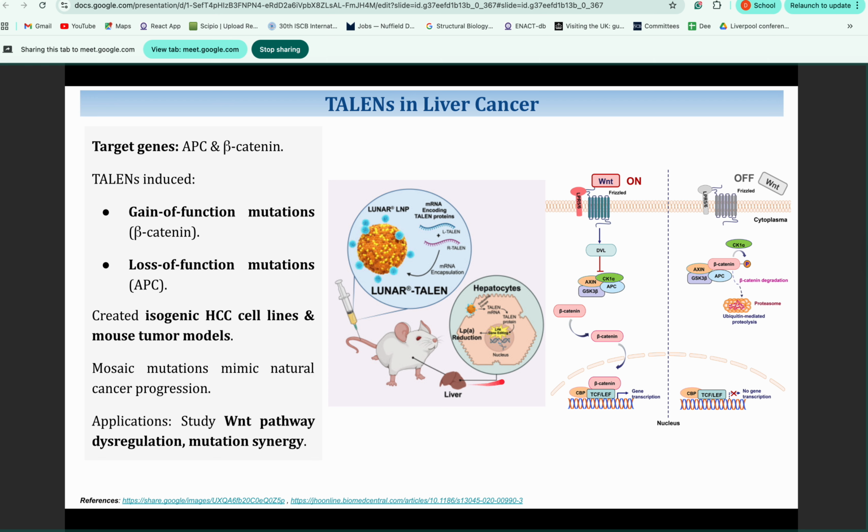The liver is isolated, and in the liver TALEN mRNAs are used, which generate the TALEN proteins, leading to double strand breaks, and then there is a reduction in the LPA, and we can artificially induce certain TALENs into the cell. We can either perform it ex vivo, or we can also insert the TALENs in vivo.